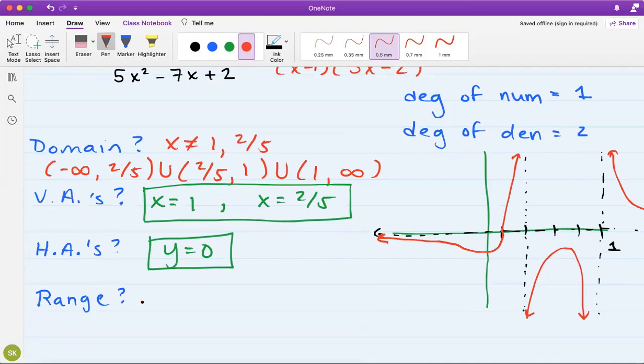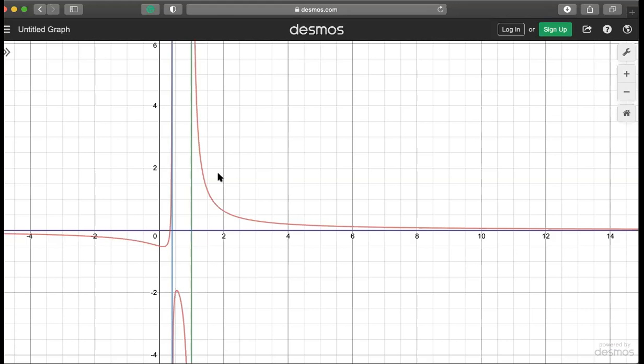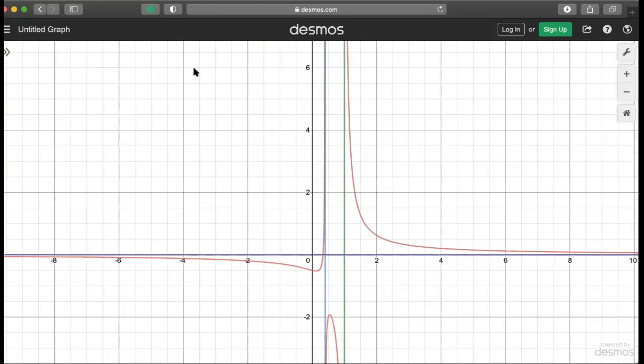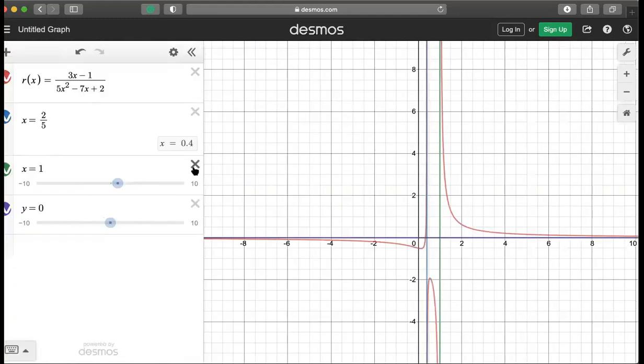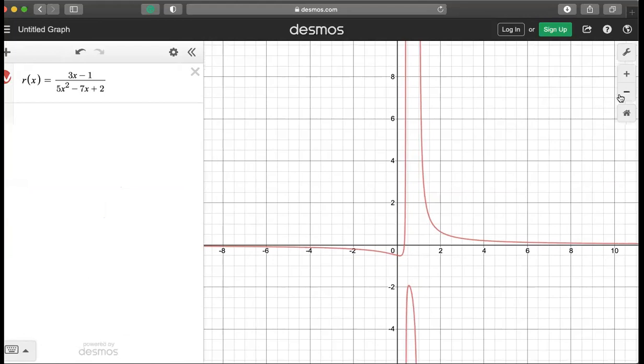Okay, oh, and the range. So we wanted to talk about the range. Let's look back at our screen, the graphing calculator. Now remember what the range is. The range is all the values that y can take on. I'm going to get rid of these asymptotes real quick. Okay.